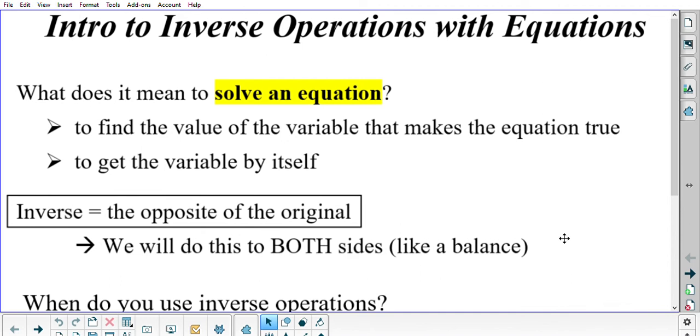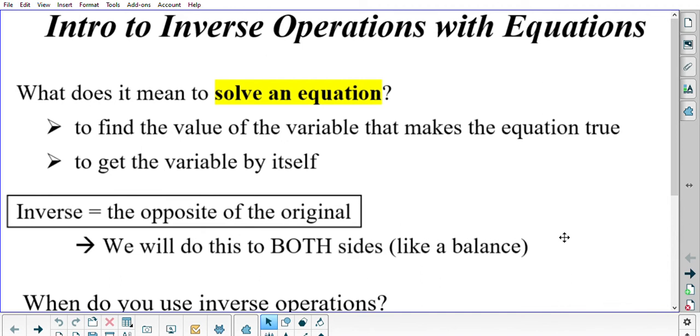We're going to start out with a very important question, which is pretty much a foundation of this entire chapter. What does it mean to solve an equation? Well, here's what it means. When you solve an equation, it means to find the value of the variable that makes the equation true. Another thing that it means to solve an equation is to get the variable by itself, because if you get the variable by itself, then you're going to end up finding what that variable equals. You'll get the variable equals and then a number. So that's what it means to solve an equation.